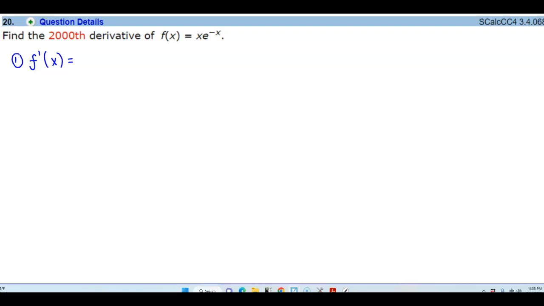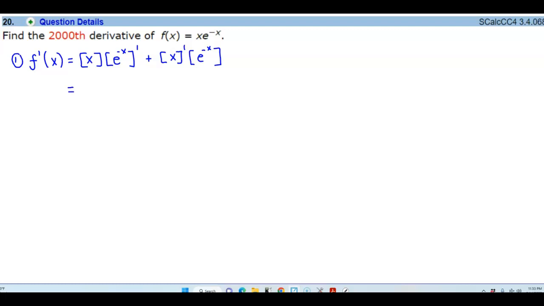So if we take the first function, x, multiply it by the derivative of the second function, plus the derivative of the first function times the second function, which is e to the negative x.